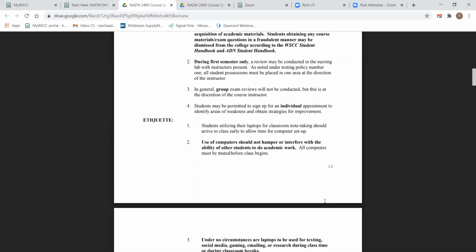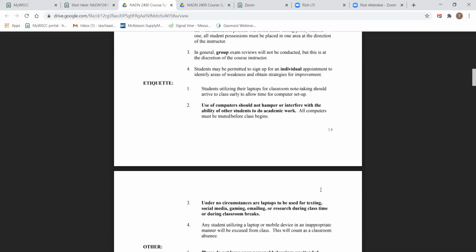Students utilizing their laptops for classroom note-taking should arrive to class early and allow time for computer setup. Use of computer should not hamper or interfere with the ability of the students to do your academic work. All computers must be muted before class begins. So that would be for everything, all classes.